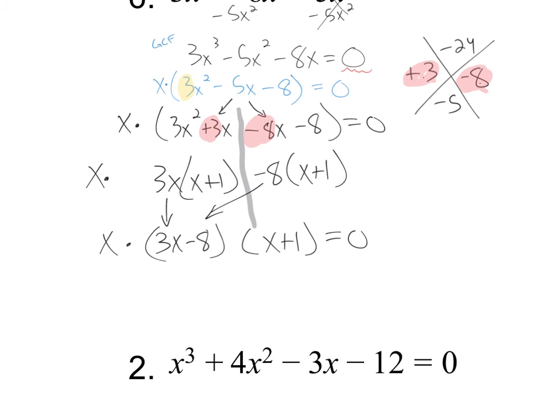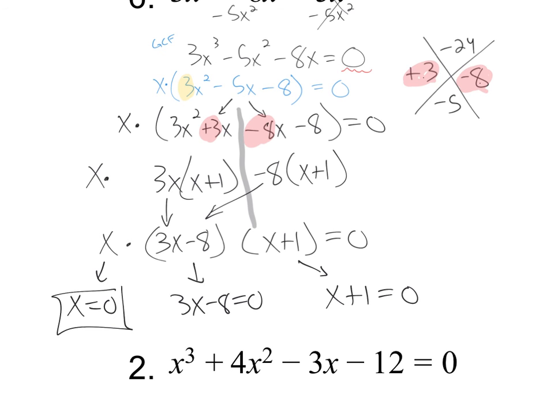Here we have 3 different factors, which is going to give us 3 different solutions, which makes sense because looking back at the original equation, we had our variable taken to the power of 3, or cubed. So we set each of these factors equal to 0. Starting with x, I'm going to set x equal to 0. I'm also going to take 3x minus 8 and set that equal to 0, and x plus 1, set that equal to 0. We know if we multiply these 3 factors together, one of them has to equal 0 in order for the product to be 0.